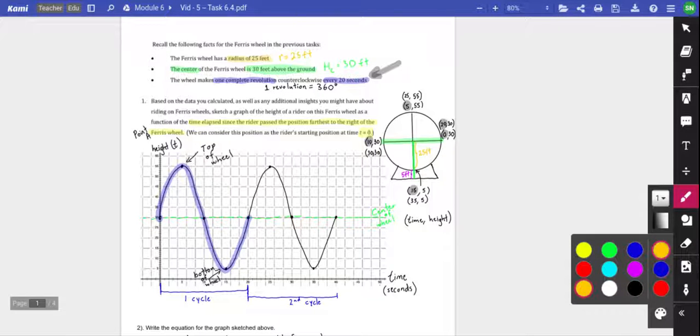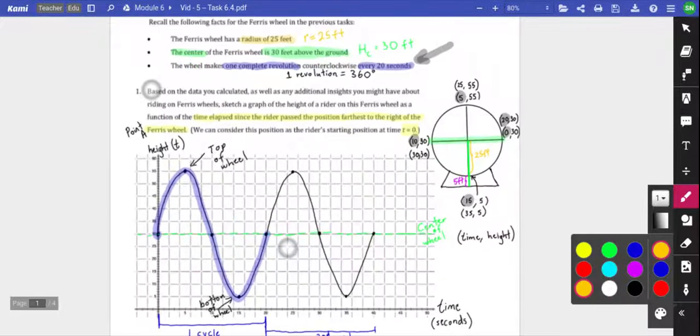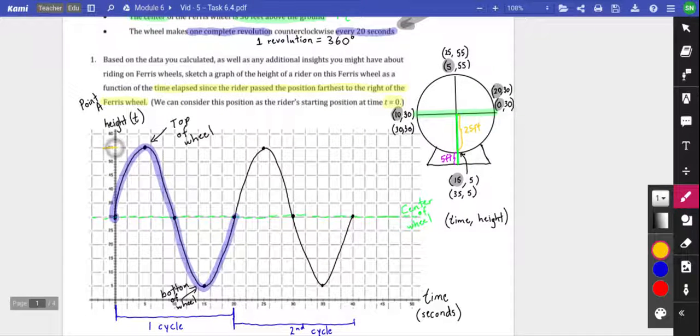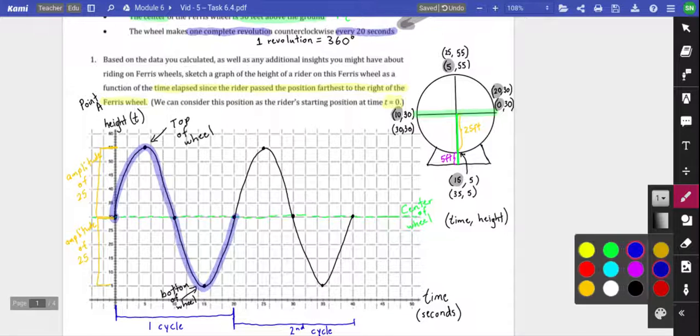Well, we know that the radius is 25 feet, and that allows us to move from the center to the top and the bottom, which is called the amplitude. So from the center to the top and from the center to the bottom, that is called the amplitude of the graph. So it's an amplitude of 25, and the radius is 25. Again, from middle to top or middle to bottom, it's known as the amplitude. So this concludes part 1.